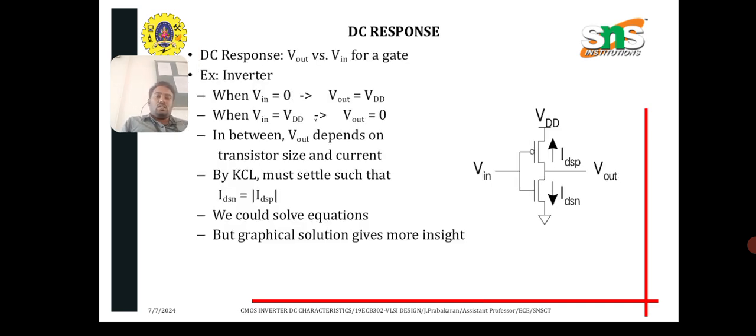The DC characteristics of a CMOS inverter describe its behavior under steady-state conditions, providing insights into how the inverter processes and outputs digital signals based on input voltage. Here, an introduction to CMOS inverter DC characteristics. A CMOS inverter is composed of two complementary MOSFETs: one is an NMOS transistor, another one is a PMOS transistor.